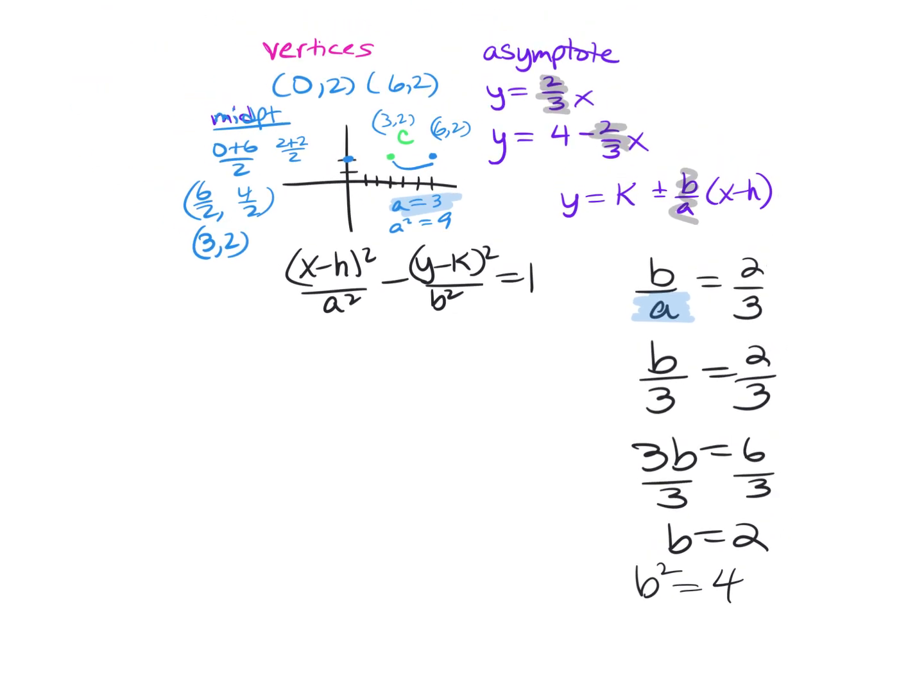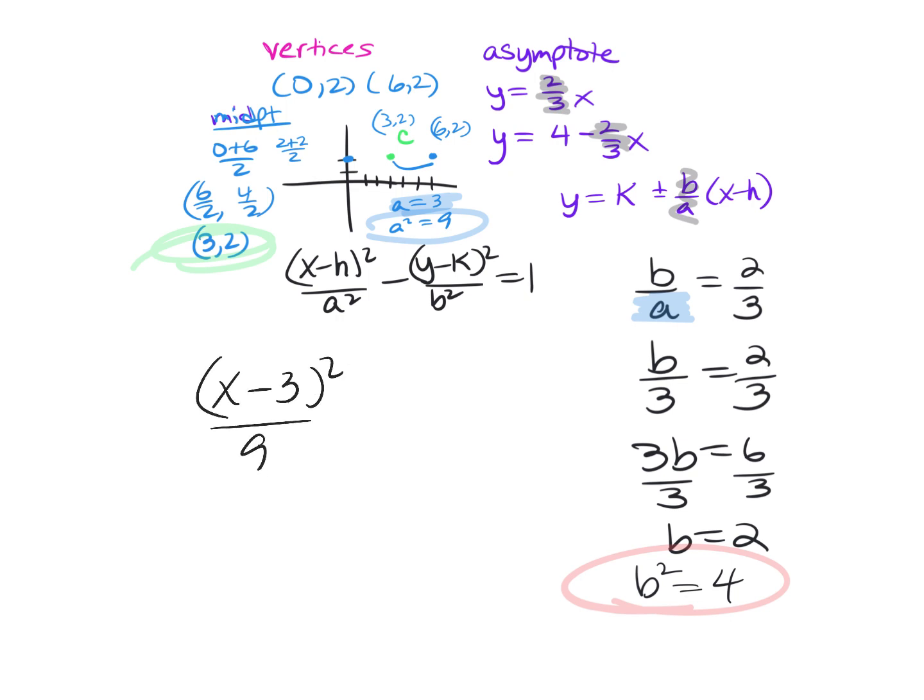So now I have everything I needed. I needed to fill in my equation. I needed to find a squared. I needed to find b squared. And I needed to find the center point. So now we can fill everything in. And it's (x minus 3) squared over 9 minus (y minus 2) squared over 4 equals 1.